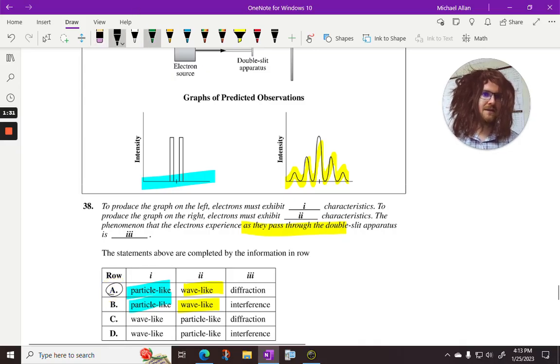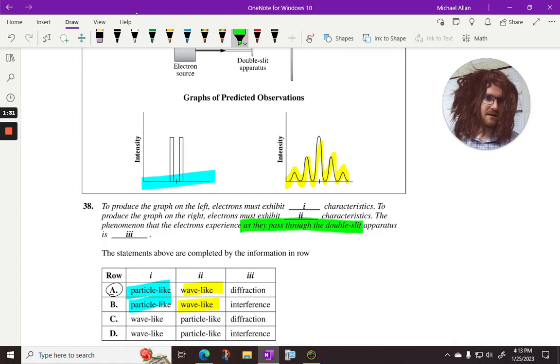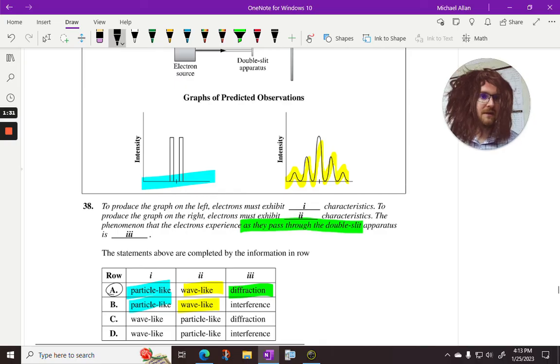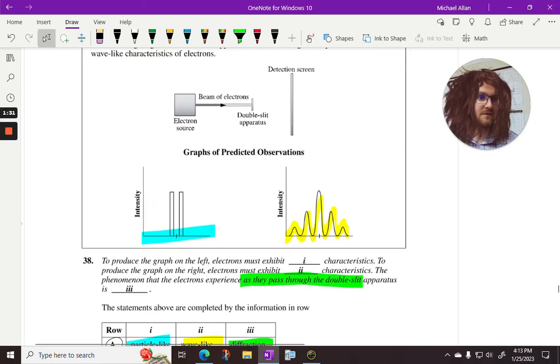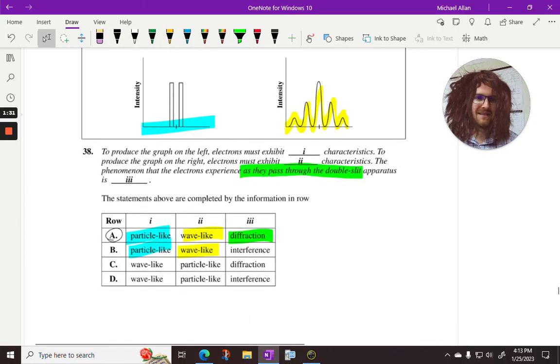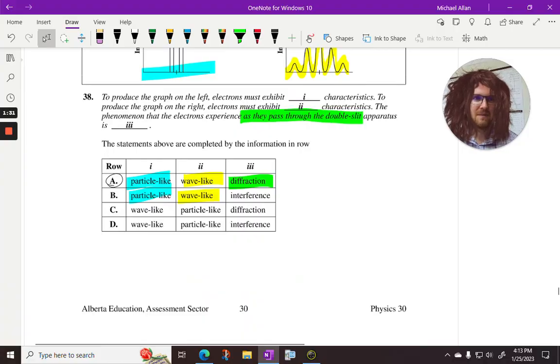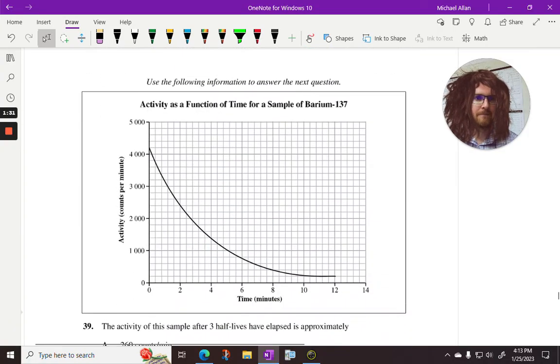So as they pass through, diffraction. If it was much later on, when we create this pattern, that would be an interference pattern. It's a very poorly worded question. I'm not happy with that one, but it ends up being A.